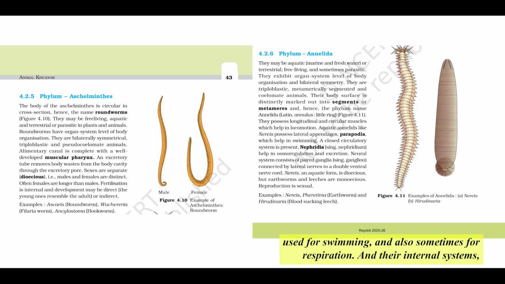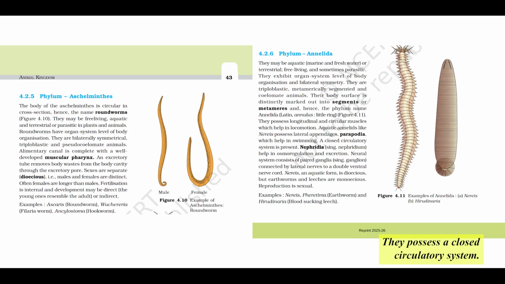And their internal systems. Circulation. Annelids show another major evolutionary advancement. They possess a closed circulatory system. This means blood circulates entirely within a network of blood vessels, ensuring more efficient and directed transport of oxygen and nutrients compared to the open systems we saw earlier.